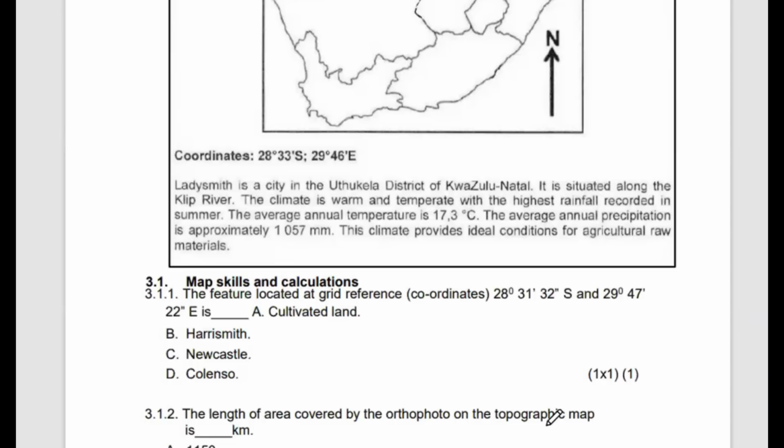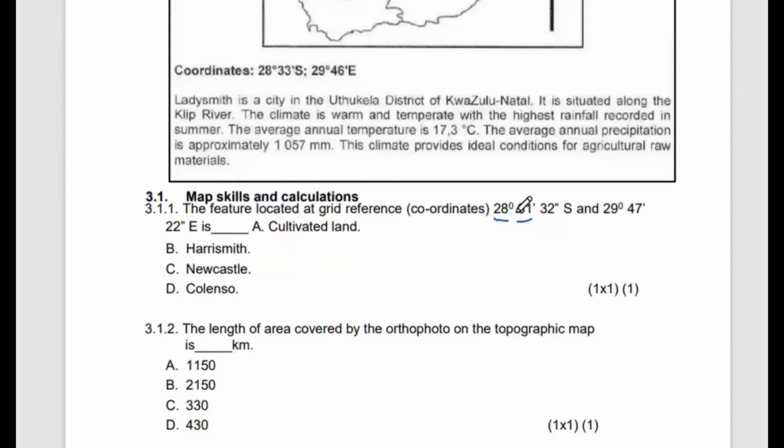The next question is saying, the feature located at grid reference... You must be able to read your coordinates from the map. Remember, the degree value is provided for you, and also your minute value is provided for you on the map. What you need to do is just estimate the second value. If it's 32, it means it's slightly in the middle of the block in terms of latitude, then 29 longitude 27, 47 minutes, and 22, it's slightly below the half mark of the line of longitude. So you can just check and figure out among these: is it a cultivated land, is it Harry Smith, Newcastle, or Colenso?